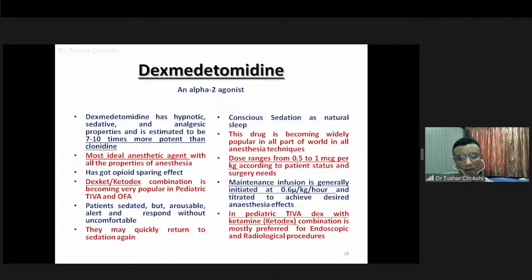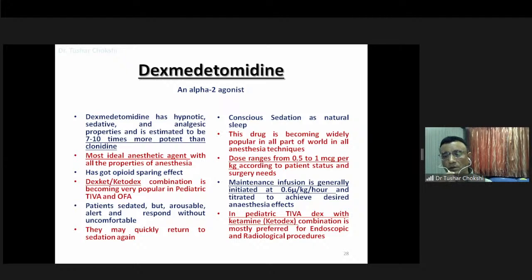When you are sleeping at midnight and you have an urge to go to the washroom, you go to the washroom, come back to your bed, and you go back to sleep. That is the way dexmedetomidine also gives rise to sleep. It is called conscious sedation or arousable sedation or physiological sedation. This drug is becoming widely popular all over the world in all anesthesia practice.